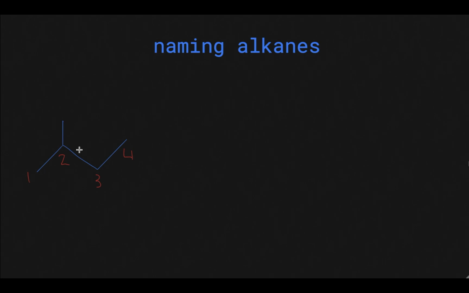So step 3 is going to be identifying the type of substituent. So this over here is our substituent, and this is only one carbon which is not part of the chain, therefore it's a methyl. So let's move on to putting the whole name together.